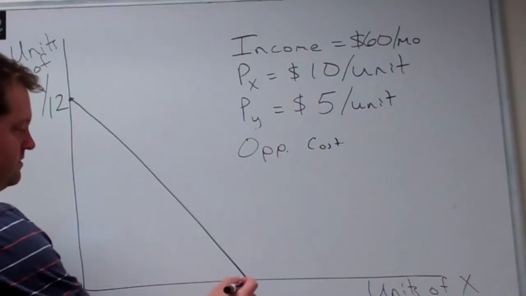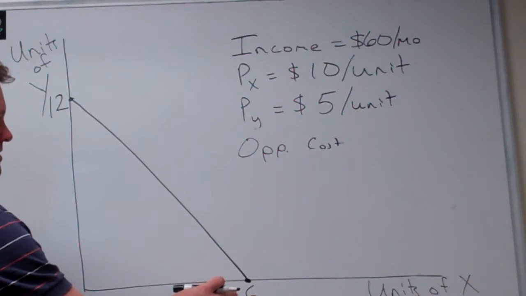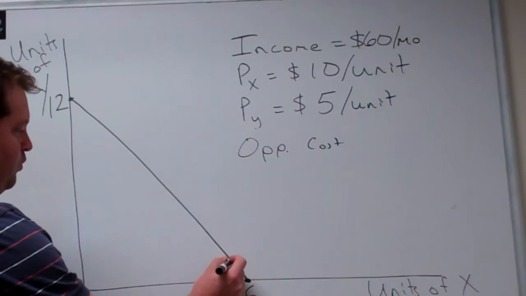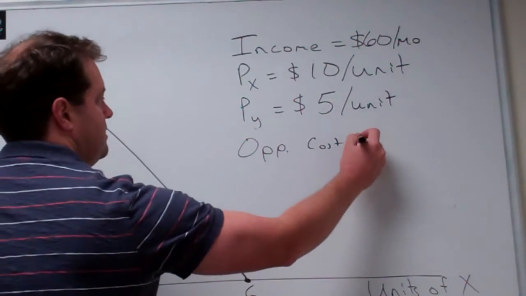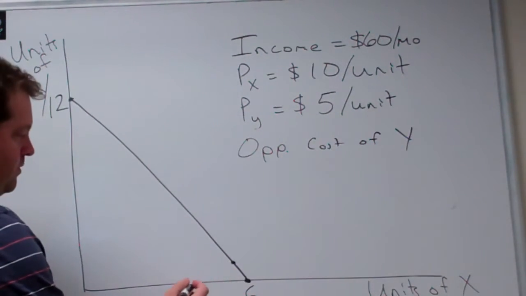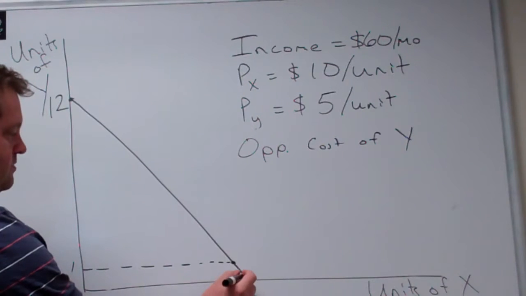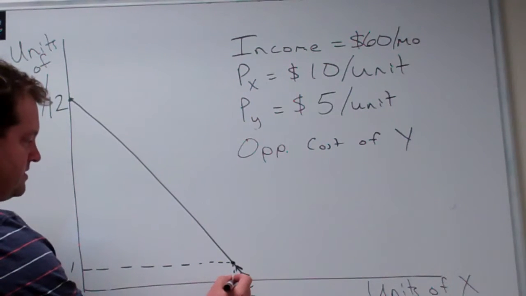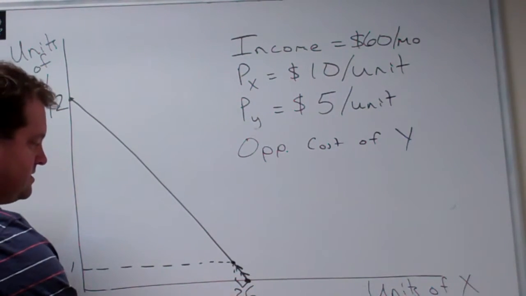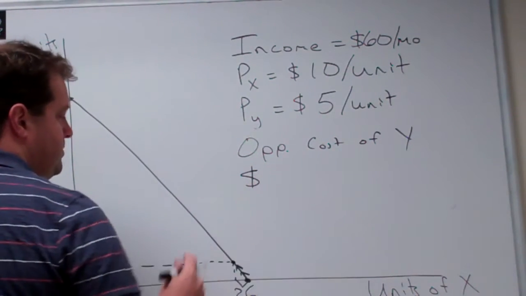So the next thing we want to do is think about opportunity cost. Now let's imagine that this consumer starts here where he's consuming all of his discretionary income on X and he wants to purchase 1 unit of Y. So we want to figure out what the opportunity cost of Y is. So what we're thinking about here is moving from this x-intercept point to the y-intercept point.